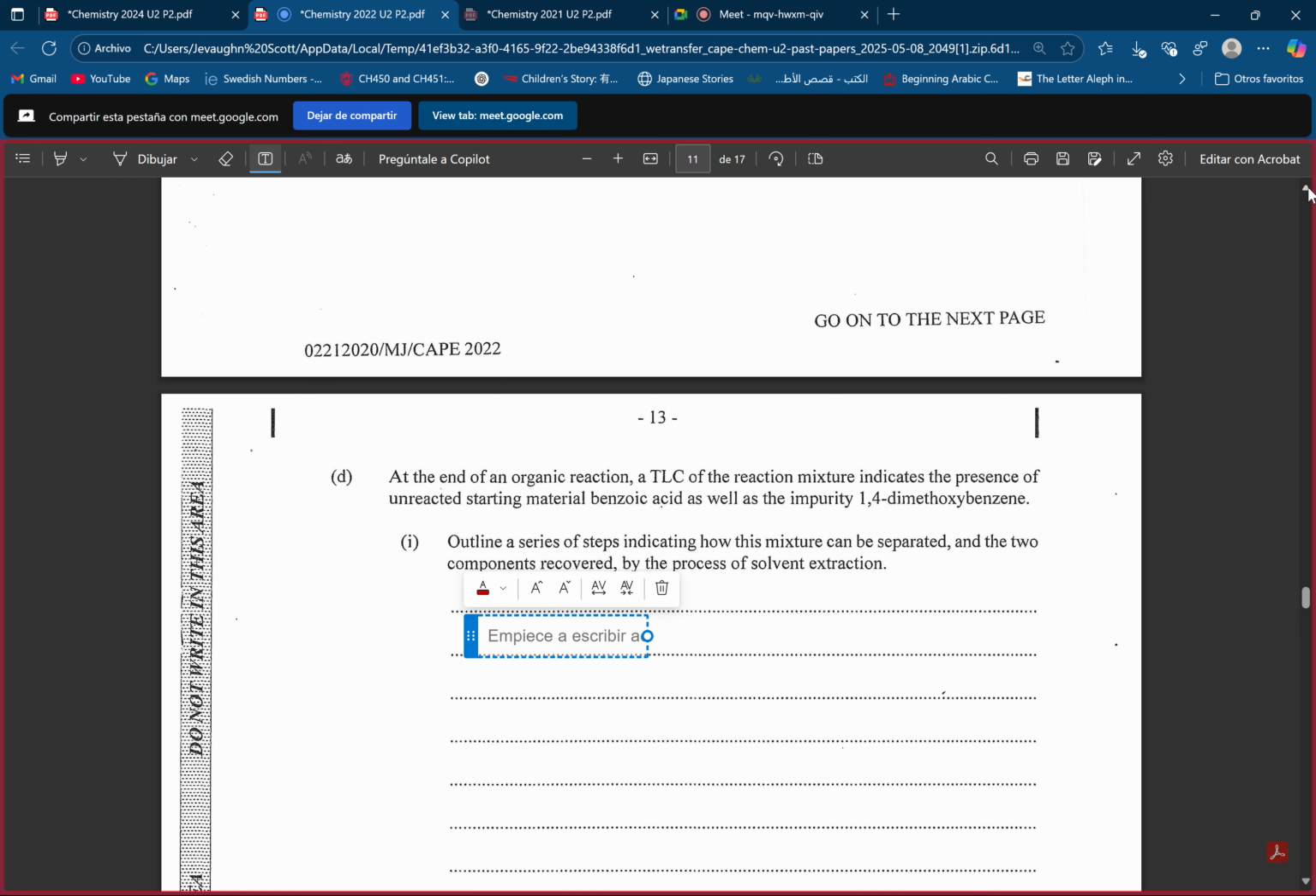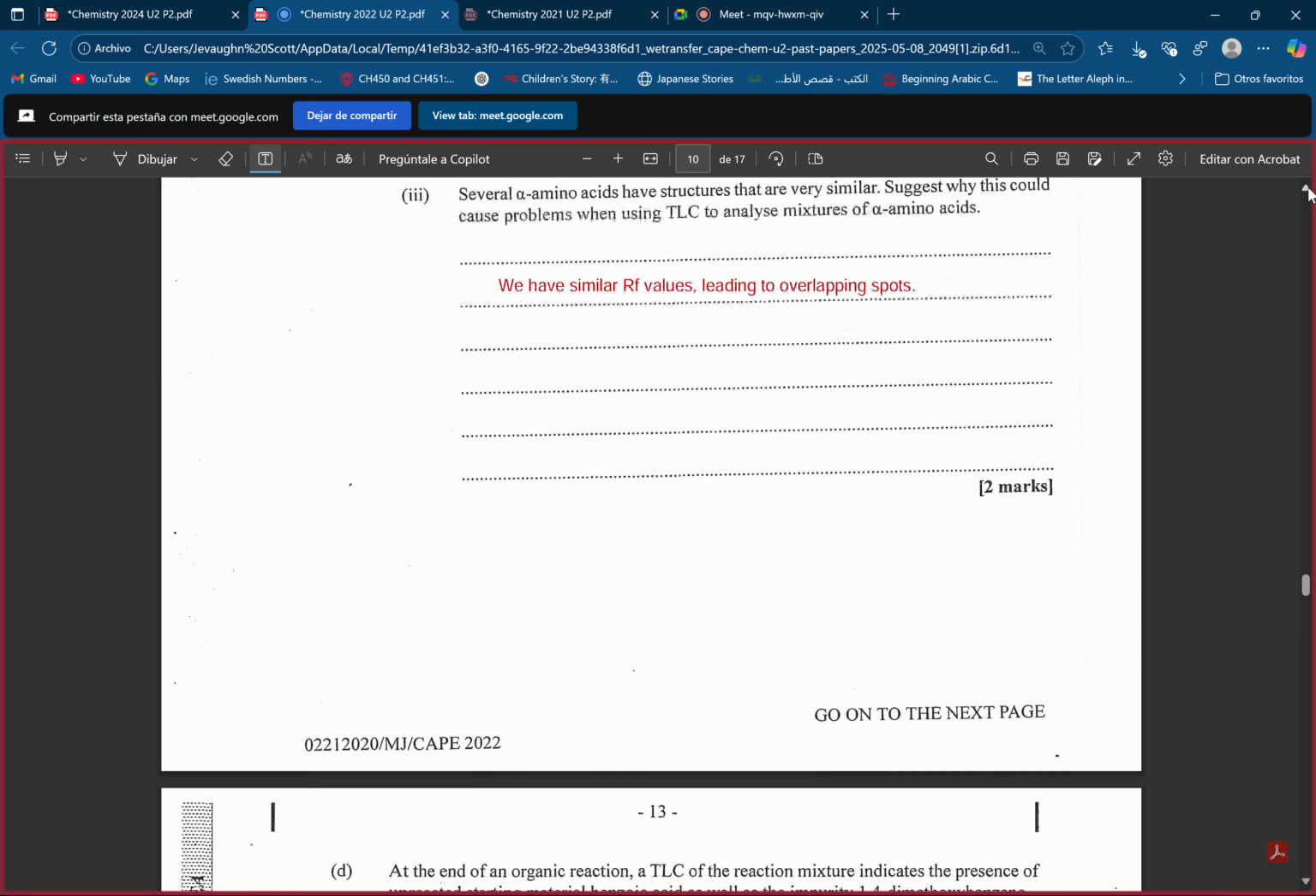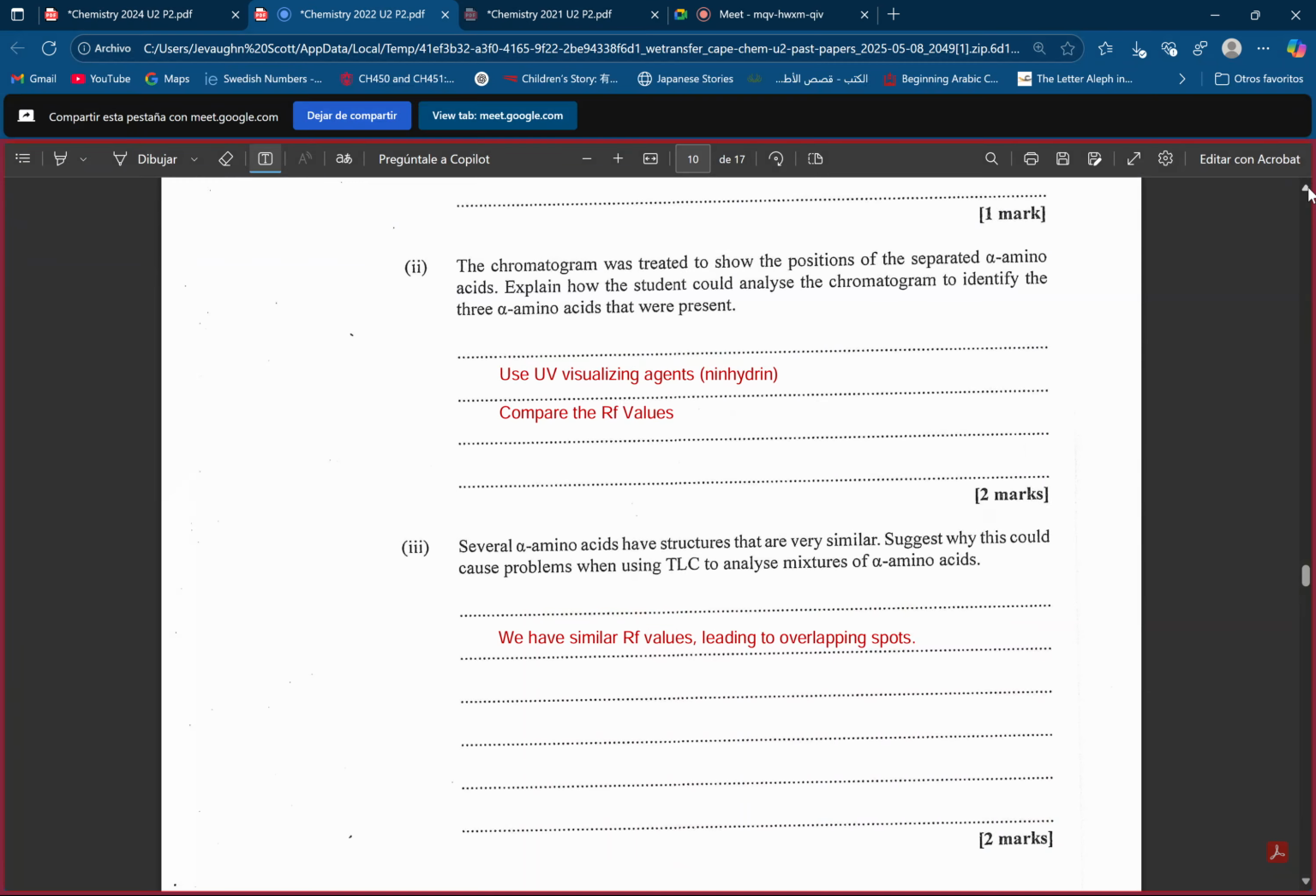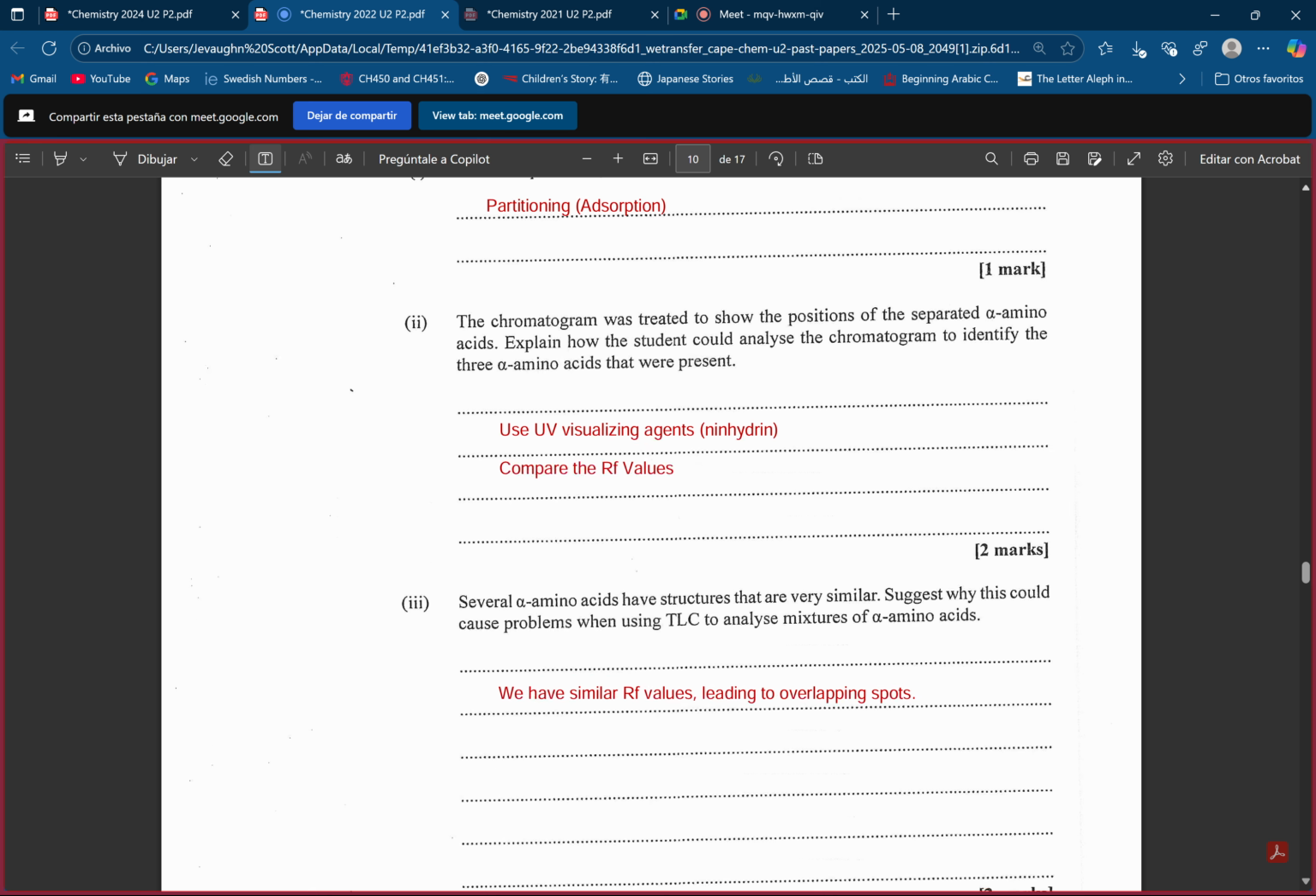Go back up. Oh, no problem. So steps towards your question, or the 1 mark question. Oh my bad. The 1 mark question.